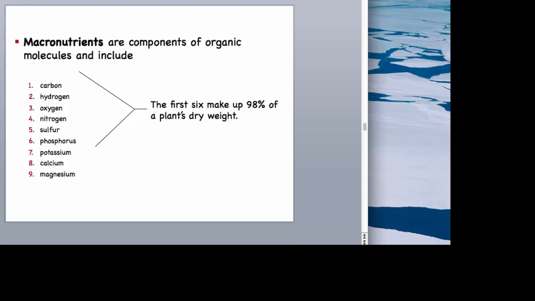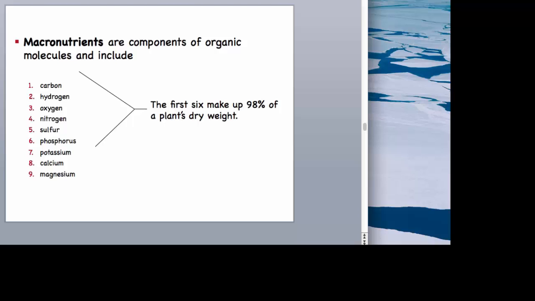So the first 4 on this list, carbon, hydrogen, oxygen, and nitrogen, probably do not surprise you in the least. CHON are the big nutrients that any living organism needs on this planet. Number 5 and 6, sulfur and phosphorus, round out the top 6 and give us 98% of a plant's dry weight. What does this mean?